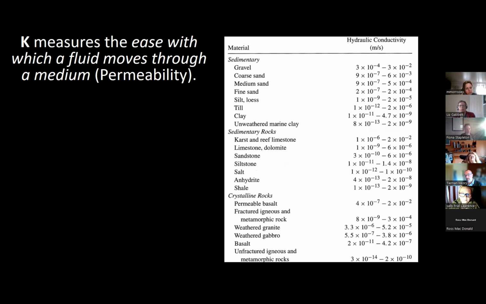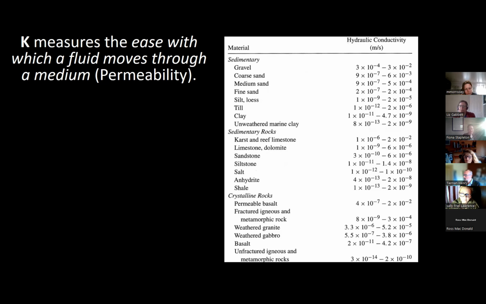And so these ridiculous numbers on the right-hand side of your screen are generalized values of what we see for geological materials for hydraulic conductivity values. So you can see gravel has hydraulic conductivity values 10 to the minus 4 to 10 to the minus 2, whereas shale has values 10 to the minus 13 to 10 to the minus 9. These numbers are entirely meaningless. I struggle with these things.